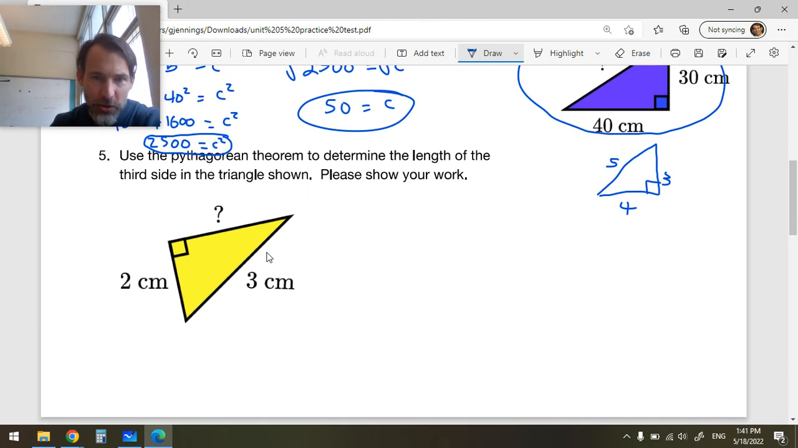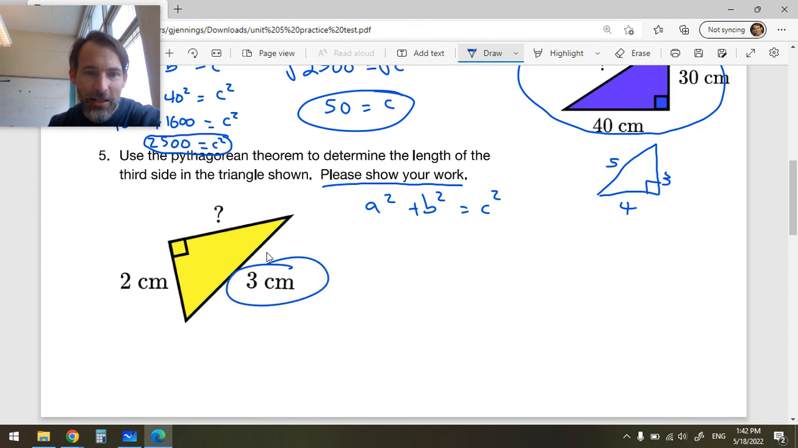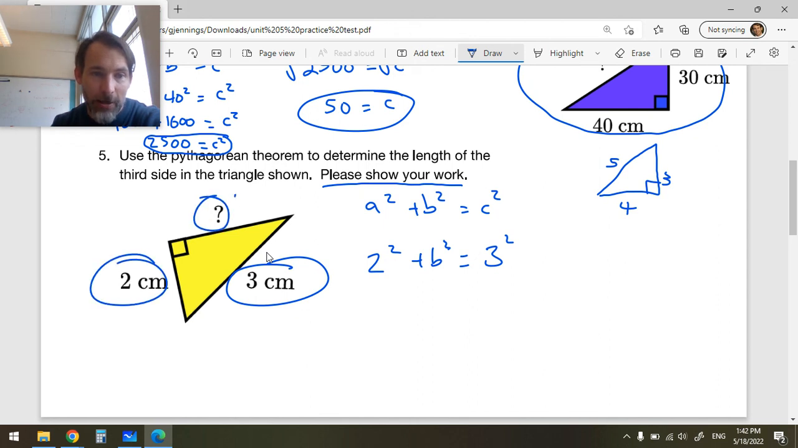This one, on the other hand, use the Pythagorean theorem to determine the length of the third side, and please show your work. That's very important. So start with a squared plus b squared equals c squared. C squared, this is c. Remember, c is always the longest side. Otherwise, you may make a mistake. 3 squared plus b squared, 2 squared there. So we'll call this a, and this is b.